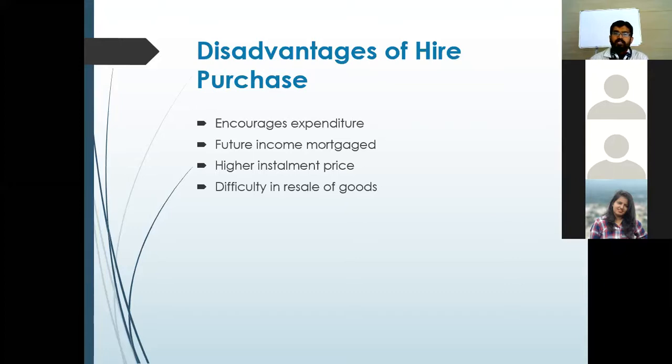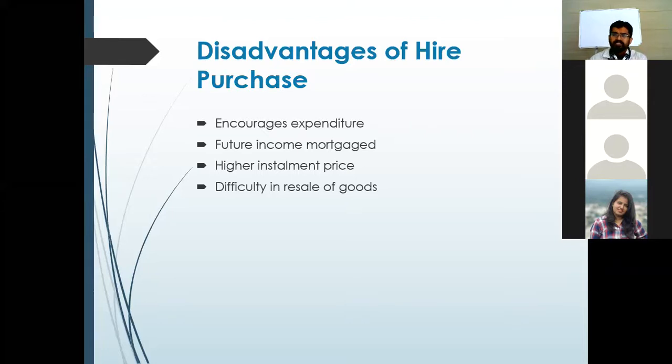Okay, next one is future income is mortgaged. Yes, definitely your future income is already mortgaged, because you have to pay the installments in future, so your liabilities are there, and already your future income is stuck. Okay, it's been locked over there. Whatever income you're going to generate in future, you have to pay that installment, so it is already locked. So your future income is already mortgaged.